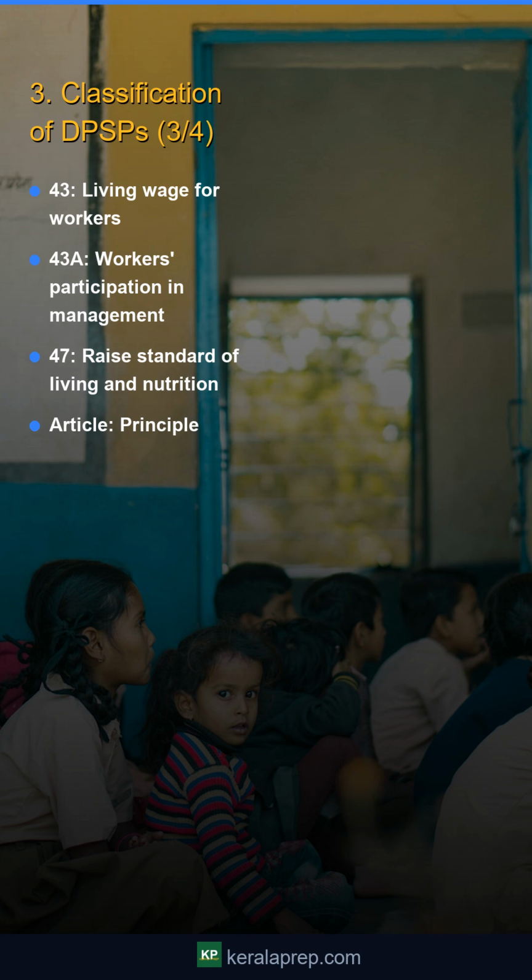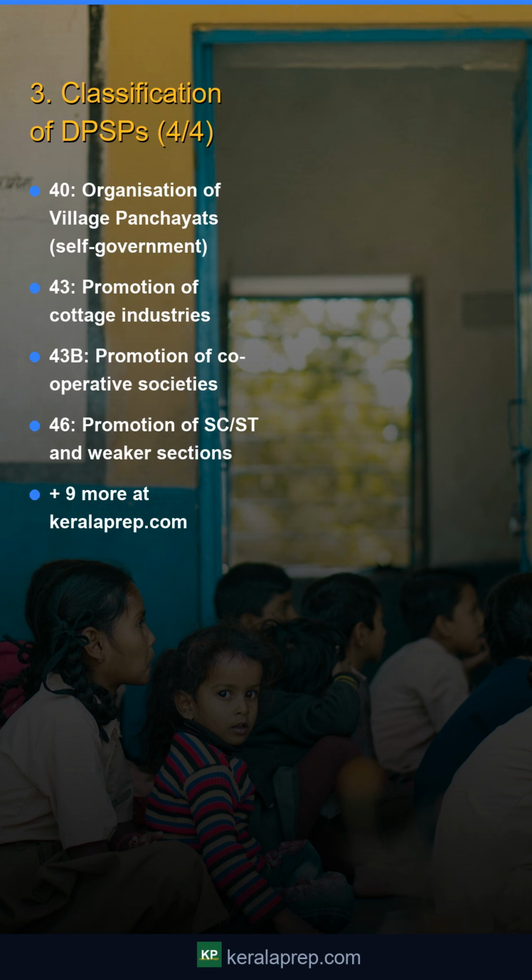Article 40: Organization of village panchayats, self-government. Article 43: Promotion of cottage industries. 43B: Promotion of cooperative societies. Article 46: Promotion of SC, ST, and weaker sections. And 9 more in the full notes at keralaprep.com.